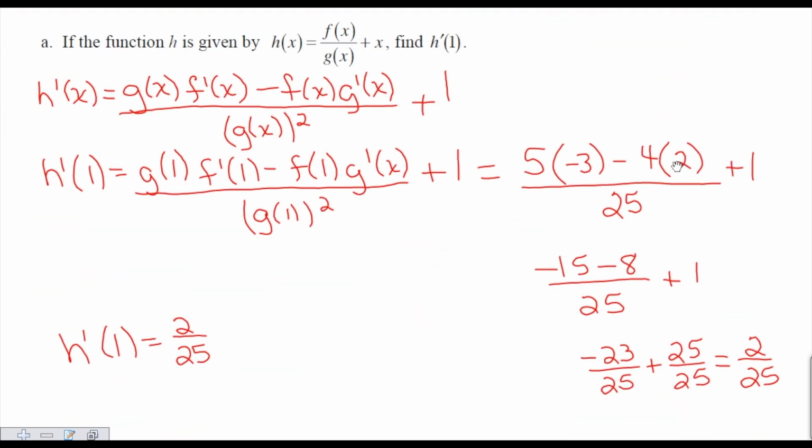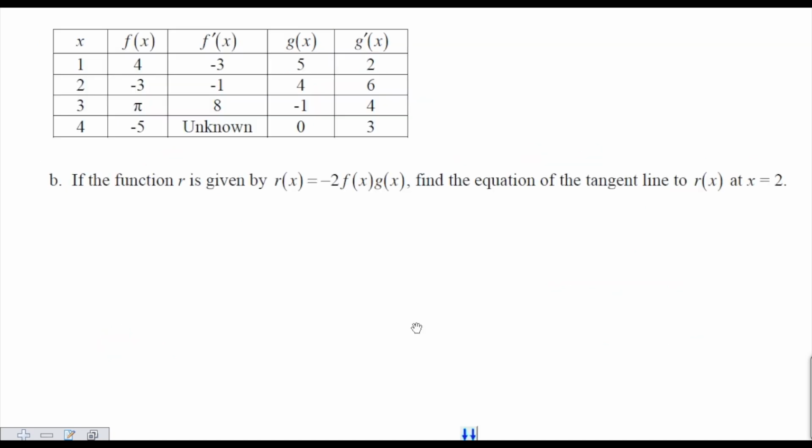over 25. Okay, so let's go to part B. In part B, let's see, we're given a product here, and my little rule for a product, and I'm just going to write it in terms of R because that's just easier, and I'm going to ignore the -2.